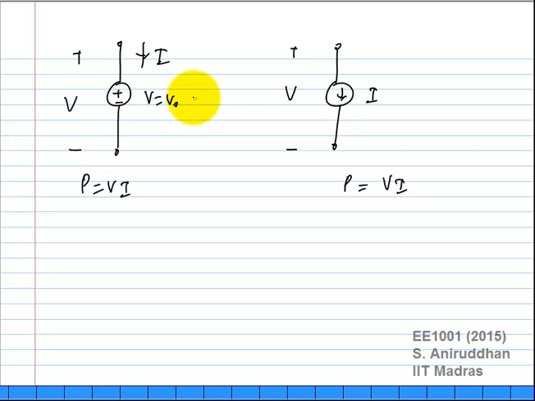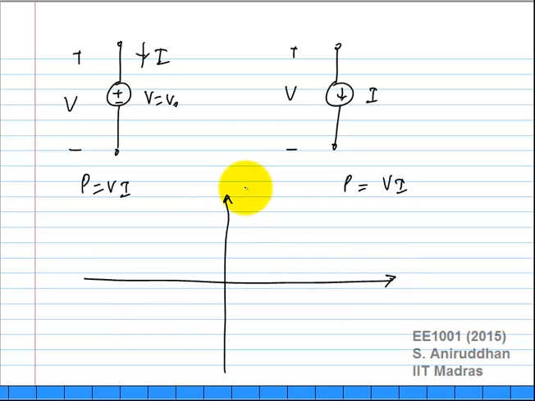And it is exactly the same case for a current source also. Okay. And that you should clearly be able to see if you draw the IV characteristics for these kinds of elements. For the elements for which you can draw it easily. Let's take the simplest case of a resistor. This is the IV curve for a resistor.